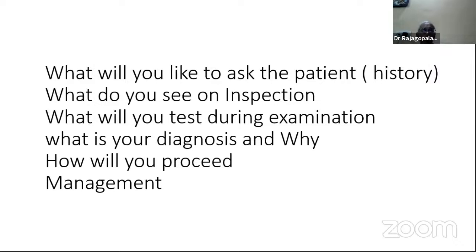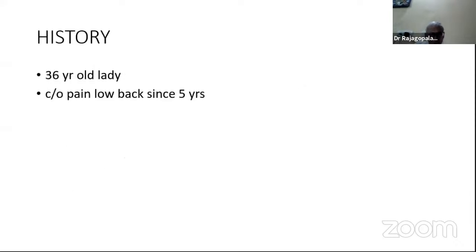So your first question is going to be very, very important. What more would you like to ask the patient to know what the problem is? Once you say that, we'll give you the history. Then, with the picture, what you see on inspection. If you are not able to see much because inspection appears normal, doesn't matter. What are the things that you are going to test during examination? What is your diagnosis? Why? How will you proceed? How will you manage?